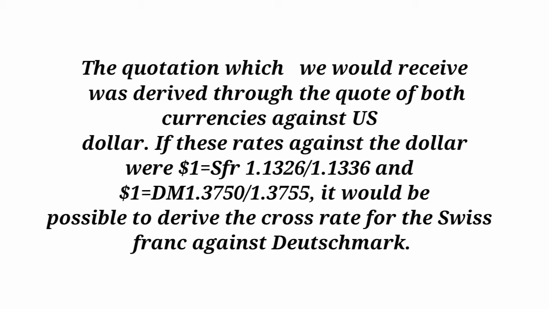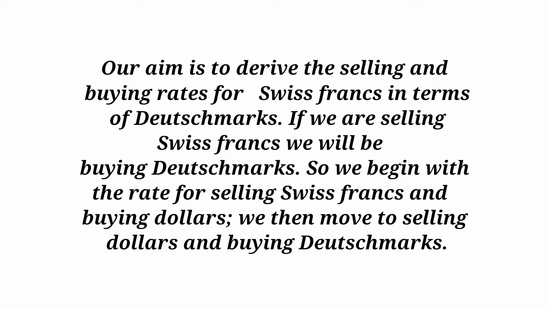If these rates against the US dollar were $1 equals SFR 1.1326 or 1.1336, and $1 equals DM 1.3750 or 1.3755, it would be possible to derive the cross rate for the Swiss franc against the Deutschmark. Our aim is to derive the selling and buying rates for Swiss franc in terms of Deutschmarks.